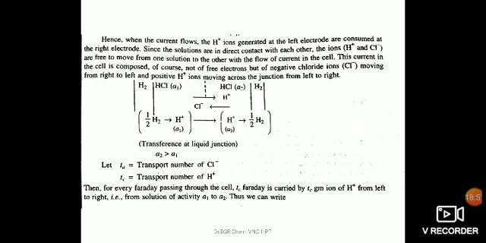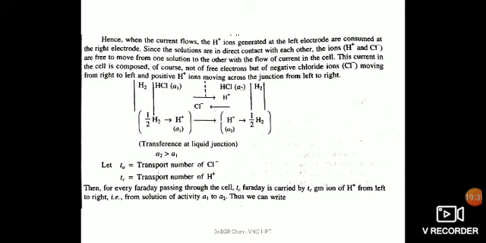Hence, when the current flows, the H plus ions generated at the left electrode are consumed at the right electrode. Since the solutions are in direct contact with each other, the ions H plus and Cl minus are free to move from one solution to the other with the flow of current in the cell. This current in the cell is composed, of course, not of free electrons but of negative chloride ions moving from right to left and positive H plus ions moving across the junction from left to right. So, transfer at liquid junction potential, we are observing it here. H plus ions are moving from left to right and Cl minus ions are moving from right to left.